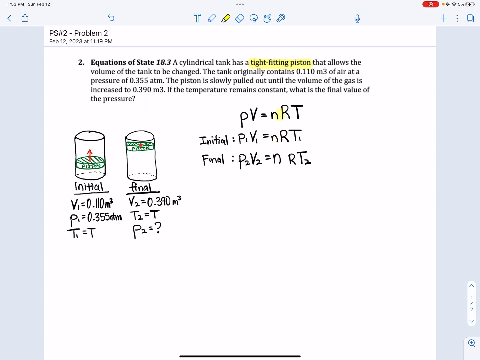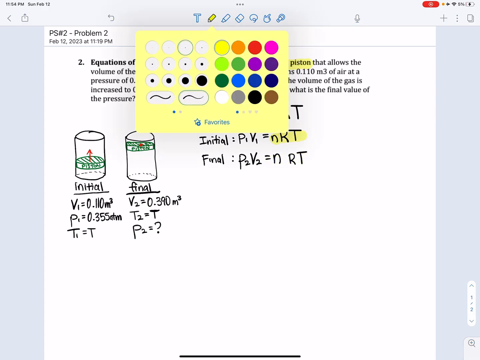R is constant because that's just the universal gas constant. So in that case, T is also constant, right? That was given right here. Temperature is also constant. So in that case, everything on the right side of the equation is equal. It doesn't change.